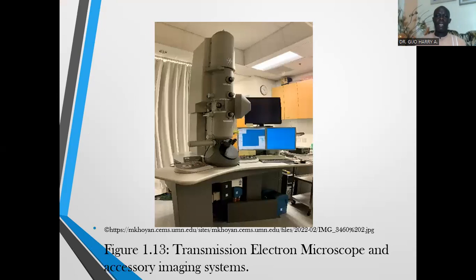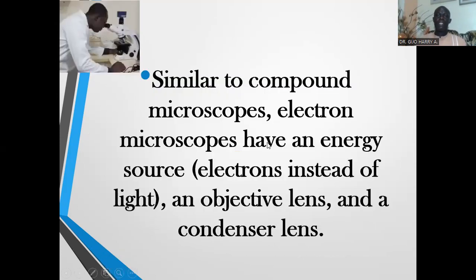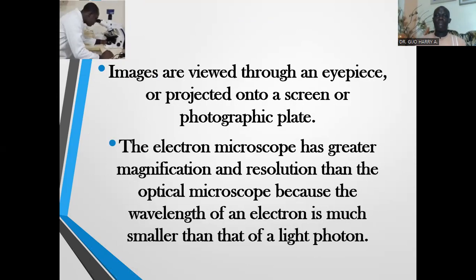Now here is a picture of the transmission electron microscope and accessory imaging systems. Similar to the compound microscopes, electron microscopes have an energy source, electrons instead of light, an objective lens, and a condenser. Images are viewed through an eyepiece or projected onto a screen or photographic plate. The electron microscope has greater magnification and resolution than the optical microscope because the wavelength of an electron is much smaller than that of a light photon.